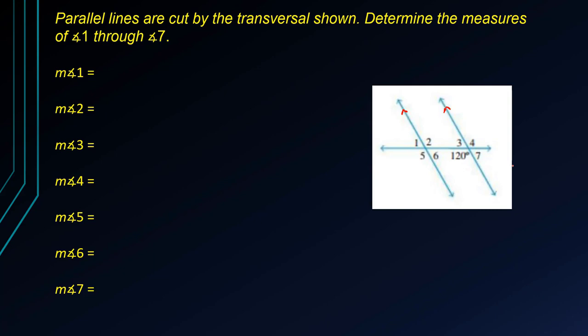So the first thing I did is I noted that angle 4 was a vertical angle with the given 120 degree angle. And with that being the case, that means that these have to be congruent to each other, so the measurement of angle 4 needs to be 120 degrees.